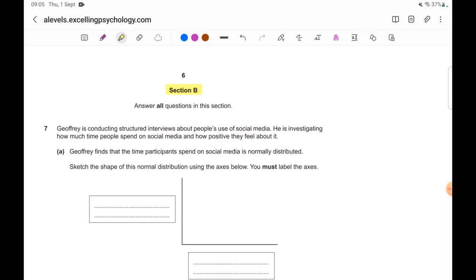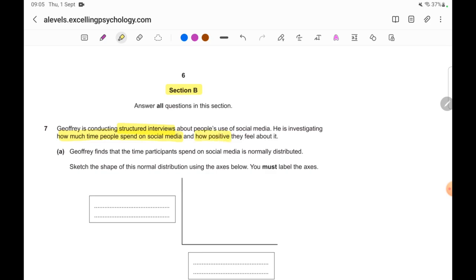Okay, so beginning with this class, as always, first I'll read out question 7. Jeffrey is conducting structured interviews about people's use of social media. He's investigating how much time people spend on social media and how positive they feel about it.